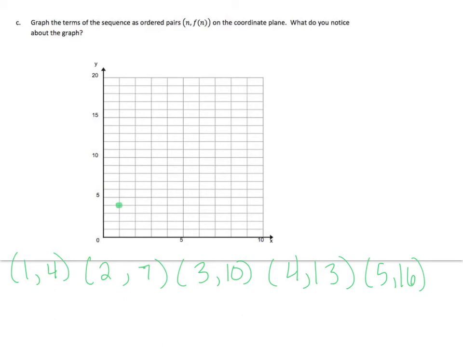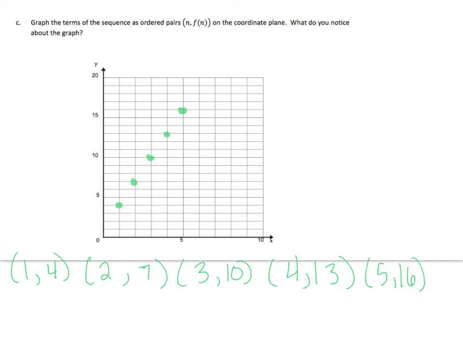Over 2 up 7. 3, 10. 4, 13. Oh, 10's not right. 13. And 16. There we go. What do you notice about the graph?